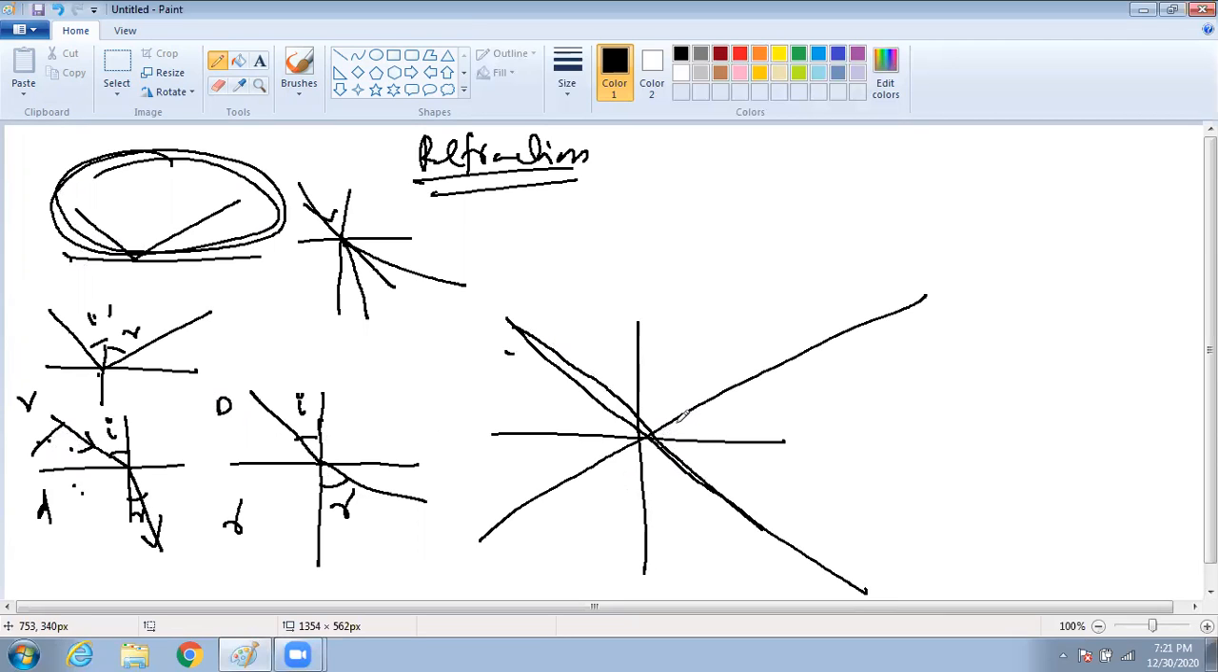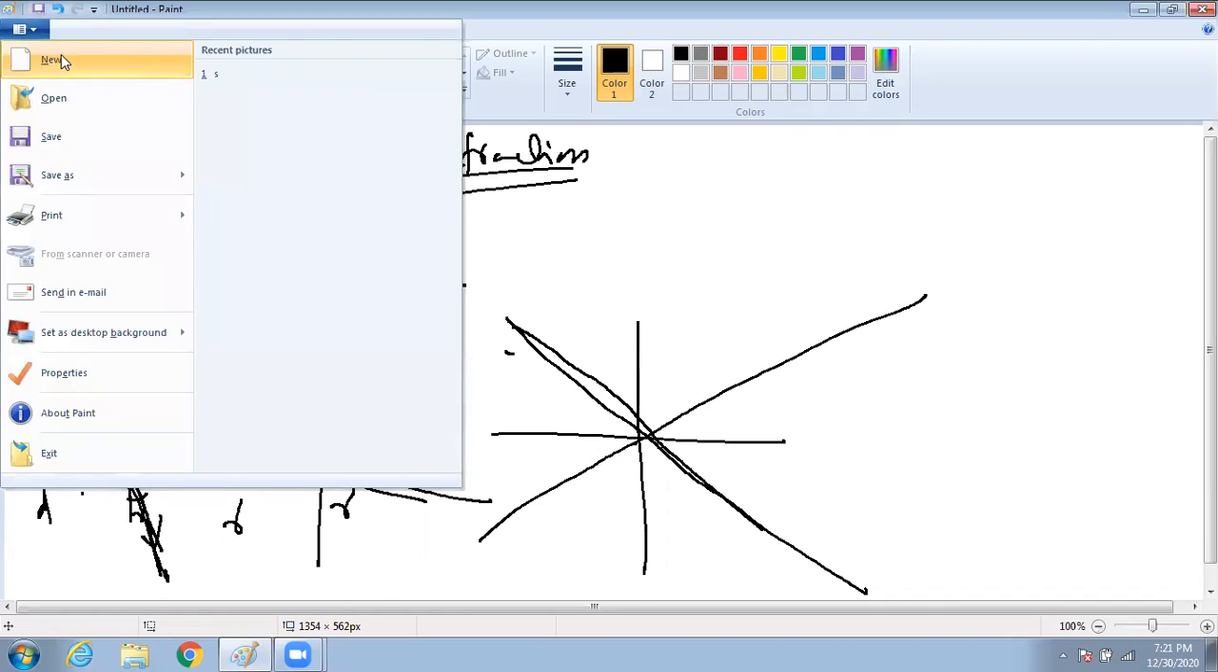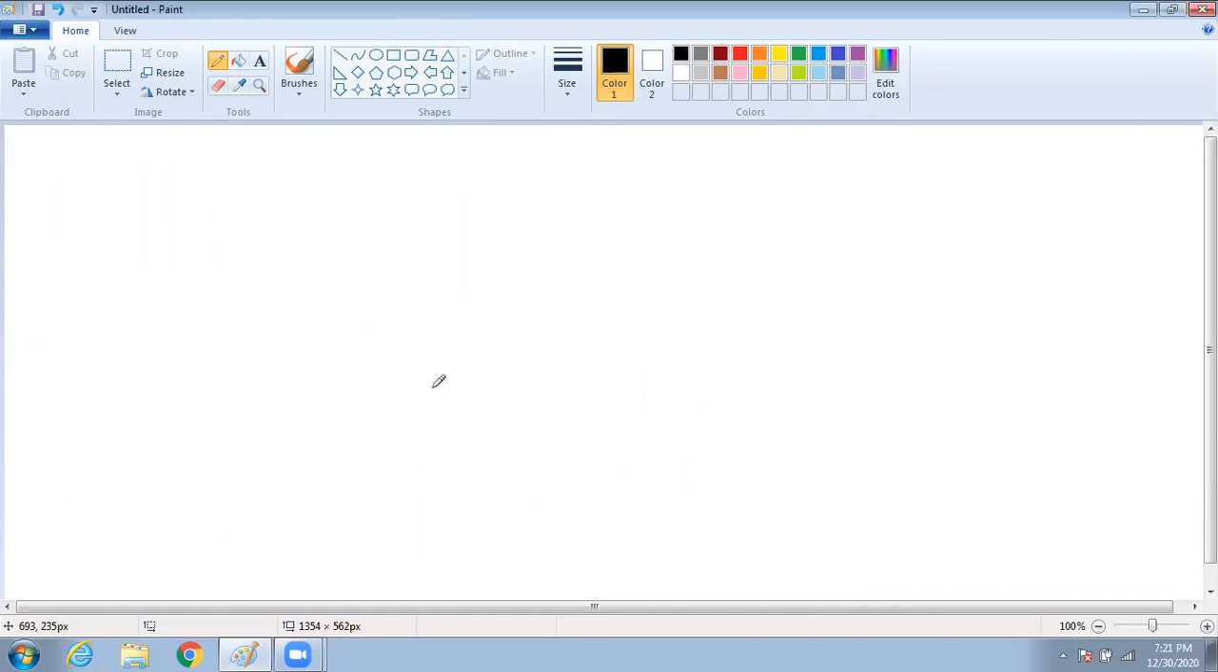The only change is that whenever it goes denser to rarer, it gets diverted. Denser to rarer, away from the normal; rarer to denser, towards the normal. We should head away from it. Clear? This is the basic difference.